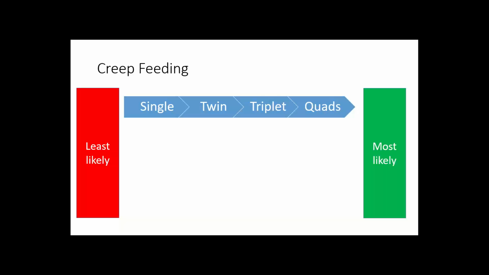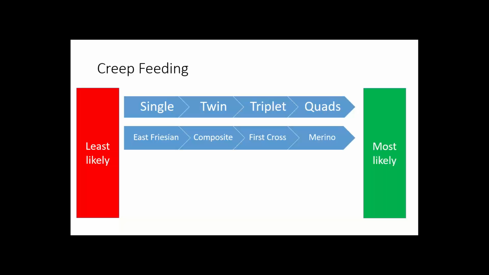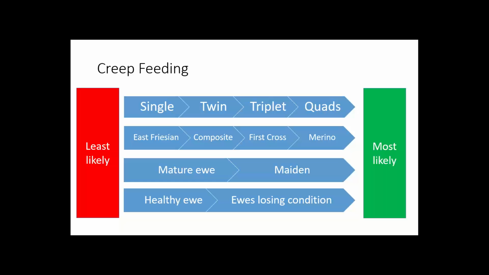So creep feeding is most likely going to benefit ewes rearing more lambs, as would be expected, because they can't produce as much milk for each lamb. Similarly, I'm not having a dig at merinos, but typically they aren't gifted with exceptional milk producing abilities. And the first cross ewe, she's half a merino, so she has that to bring her down. Composites, their milk producing ability will depend on the breeds that make it up. And the East Friesian, obviously not so common, but it illustrated that I was talking about their capacity to produce milk. Mature ewes and ewes in good condition also obviously produce more milk than maidens or ewes losing condition.